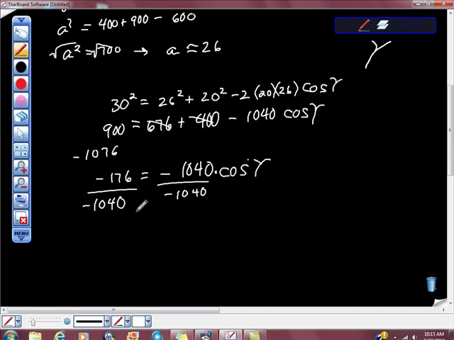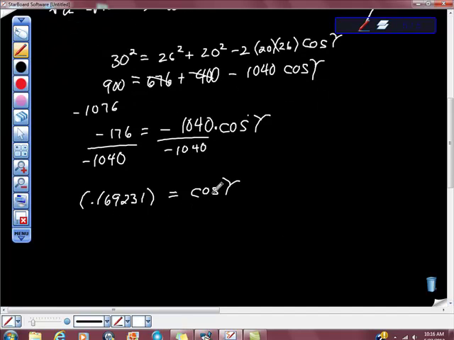Again, these negatives cancel out to a positive. I put this in the calculator and I got this, and the more precise you get this, the better answer you're going to get. So I drag this out way out, equals cosine gamma. So remember, if that's true, now you're asking what angular value has a cosine that's this?